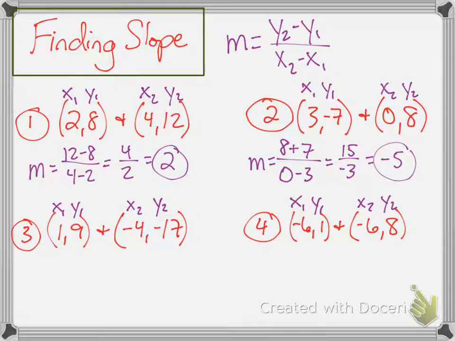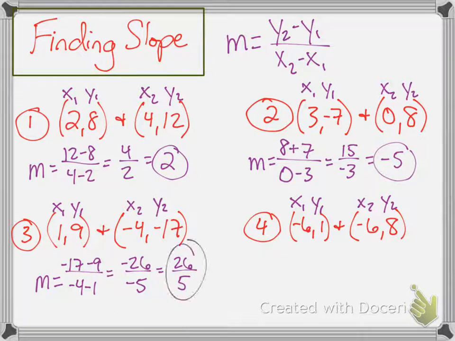Number 3, same idea. y2 minus y1, negative 17 minus 9 over x2 minus x1, negative 4 minus 1. Top would be negative 26. Bottom would be negative 5. There's nothing you can do with the numbers, but you've got double negatives. If you have a negative over a negative, that means your slope is actually positive. 26 over 5 does not reduce, and that is your final answer.